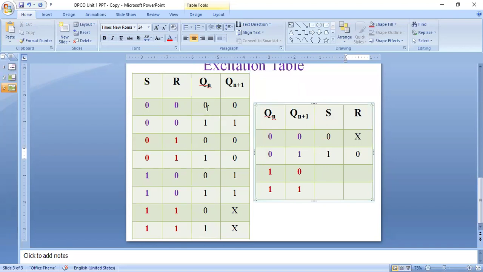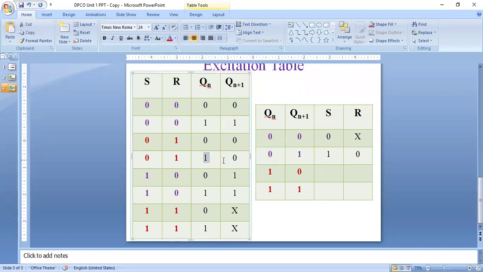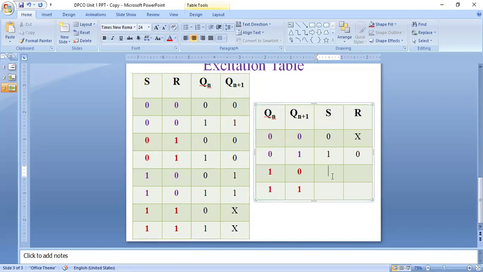Qn 1, Qn plus 1 0. What is the value? There is only one value. Where is 1 0? Not here. What is the SR value here? 0 1. So 0 1. Qn 1, Qn plus 1 1.